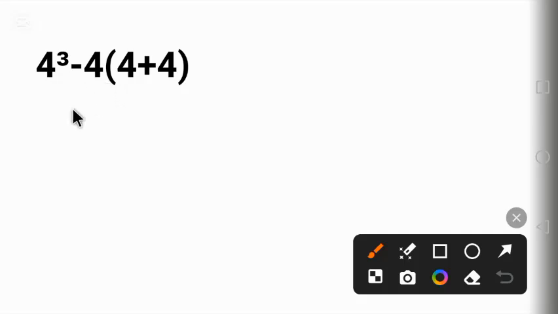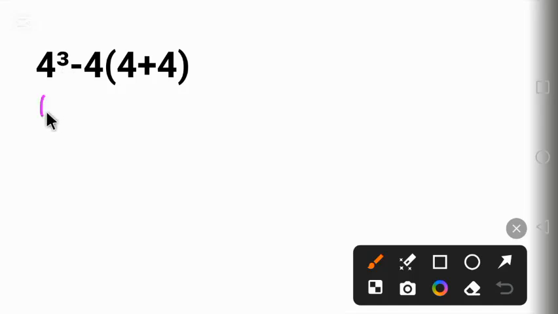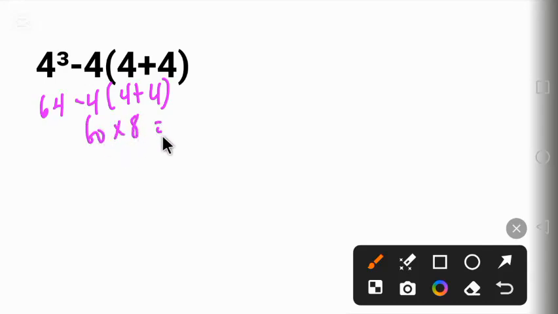The common mistake people make here is that they start working from left. They solve subtraction first. 4 raised to power 3 is 64. Minus 4. Plus 4. 64 minus 4 is 60 times 8 equal to 480. This answer is not correct.